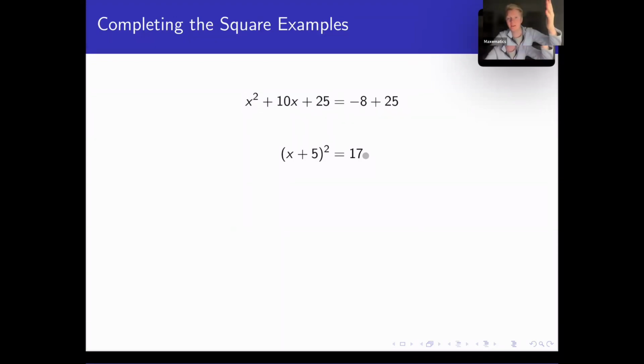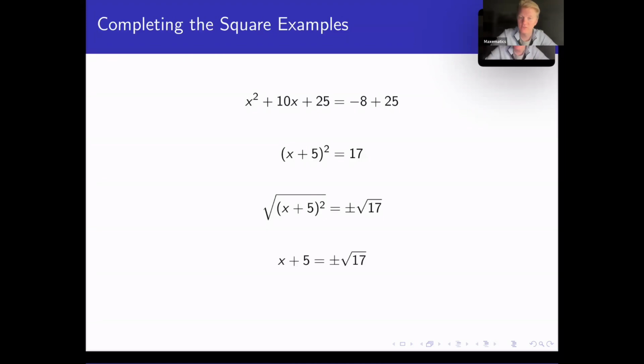And now from here, square root property, pick up a plus and minus, and just subtract 5 on both sides. And you can leave your answer like that.